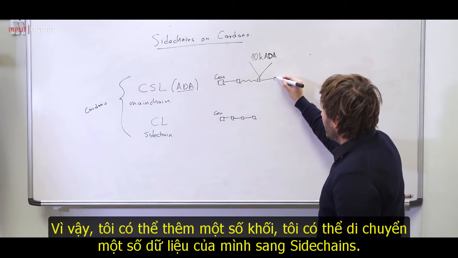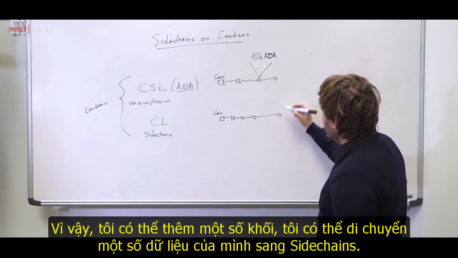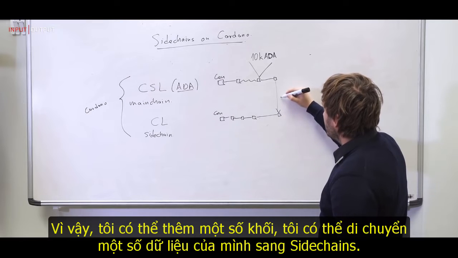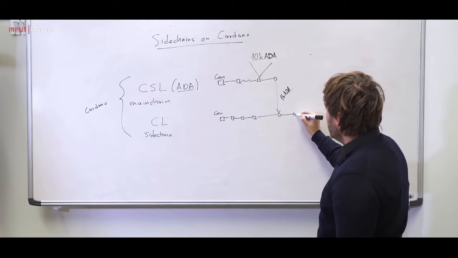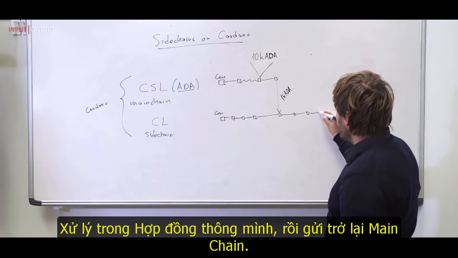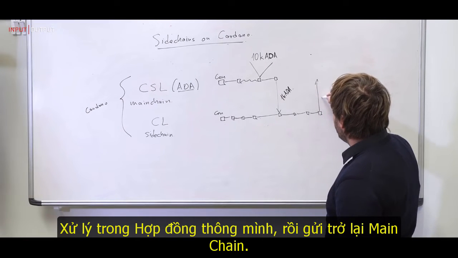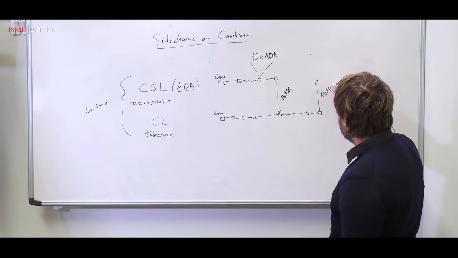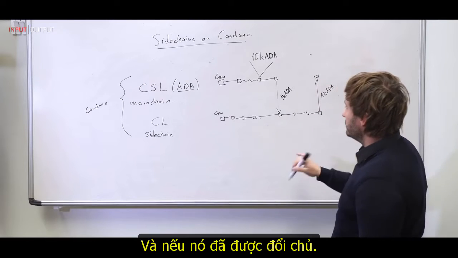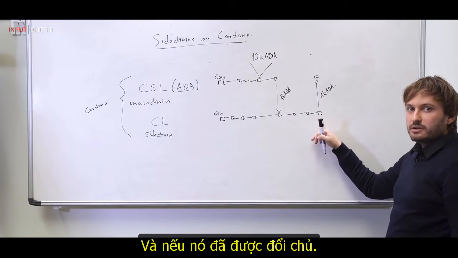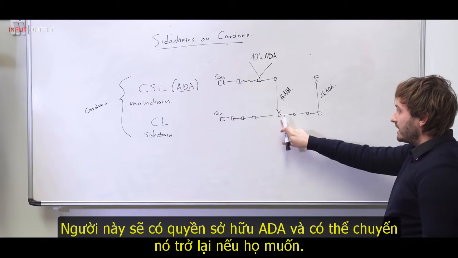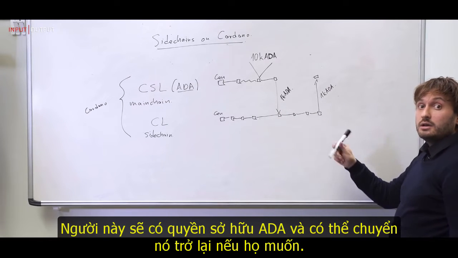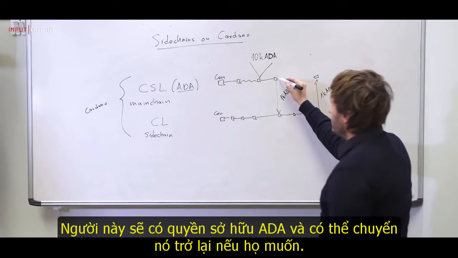So at some block, I can move some of my ADA to the sidechain, work with it with a smart contract, and eventually move it back if I want to. And if it has changed hands here, this is fine. The person that now has the ownership of the ADA can move it back if they like.